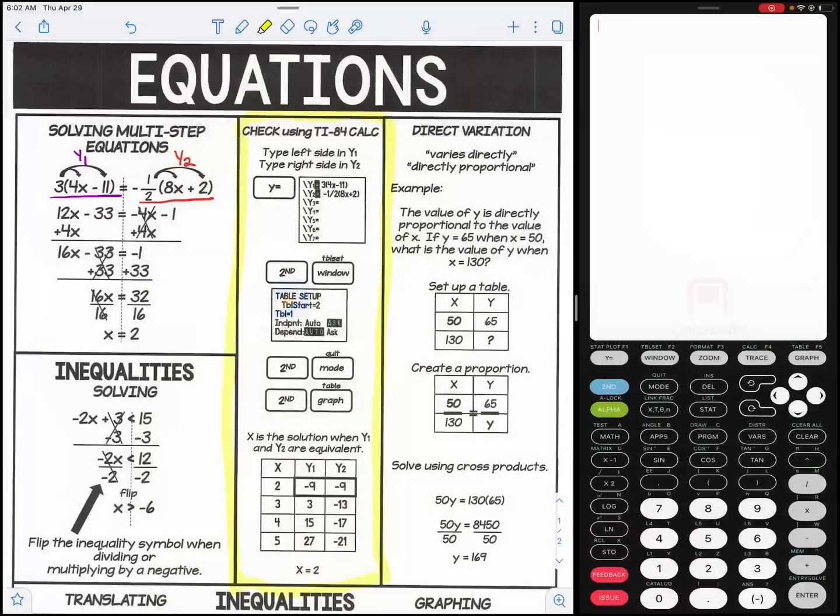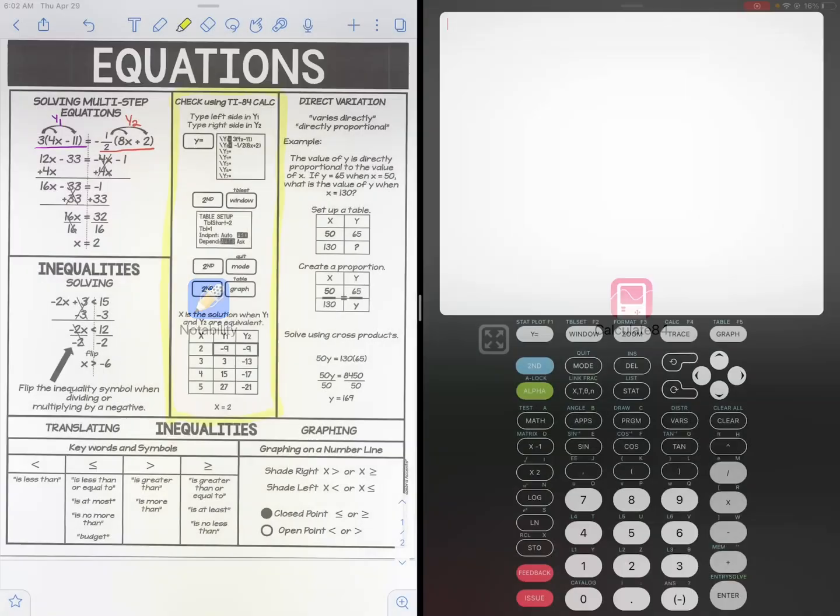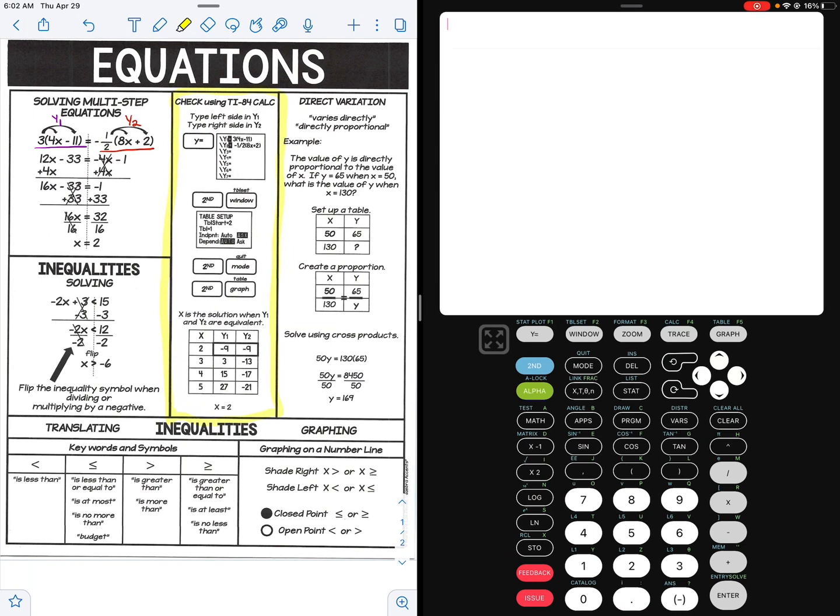So we go into the calculator. I'm going to move this over, and we're going to go to y equals. We're going to plug in the 3 times (4x minus 11). Remember, the x is beside the alpha. Then close that parentheses, right above the 9.